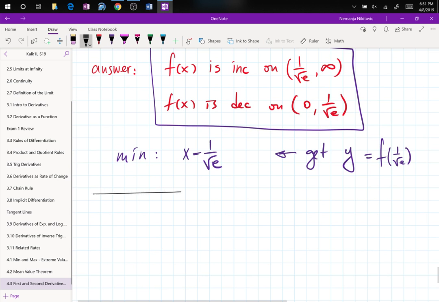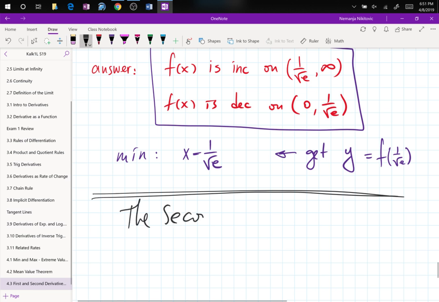Second part of this lesson is the second derivative test, which deals with the second derivative and concavity. Very good. I love it. Second derivative test, also known as the SDT.